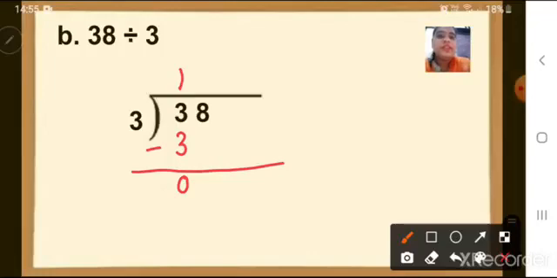Okay. After that, there is one more number, number 8. Number 8 will come down. We have to write it down, and then we have to divide number 8 also. Right. Now, in 3's table, will number 8 go? No, it will not go. Okay. So, we have to find a nearby number.